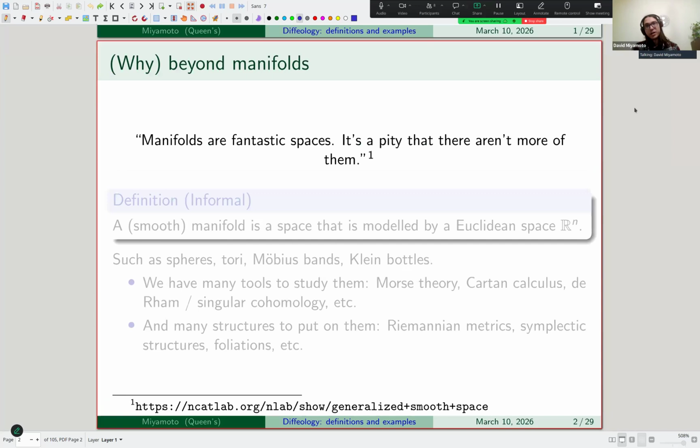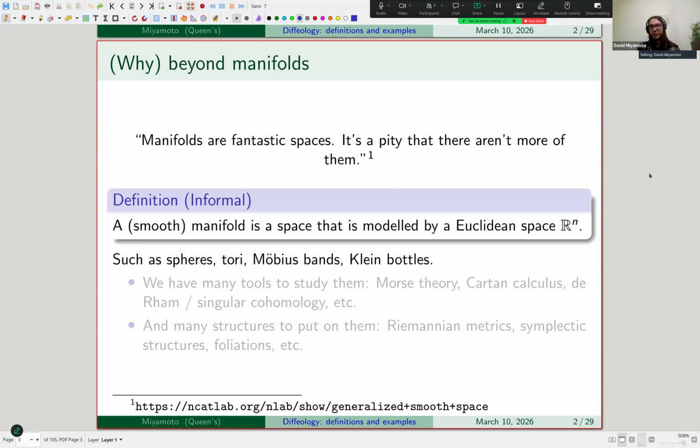I thought I'd begin with this fun quote that you can find online. This is on the nLab for generalized smooth space: manifolds are fantastic spaces. It's a pity that there aren't more of them. And so this kind of captures the reason to look at what is diffeology. Diffeology is a generalization of manifolds. So we will try and preserve some of the tools from smooth manifolds in settings where you no longer have smooth manifolds.